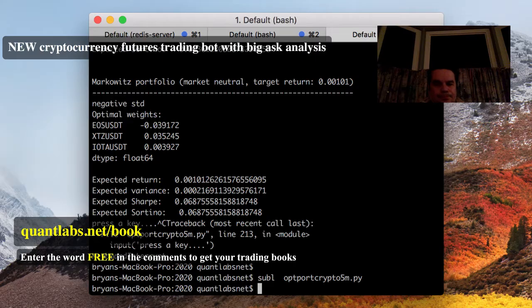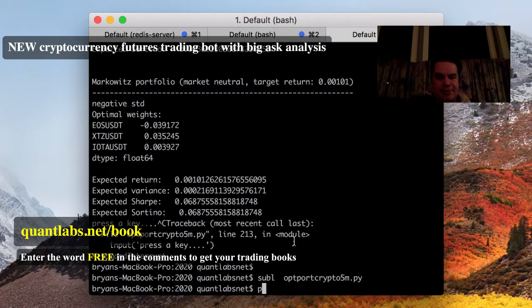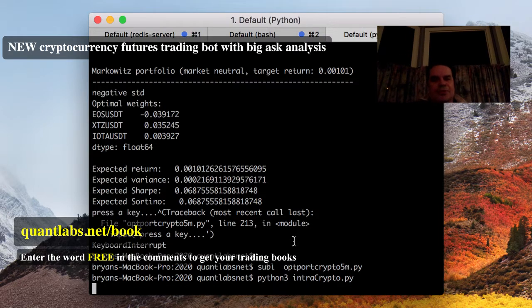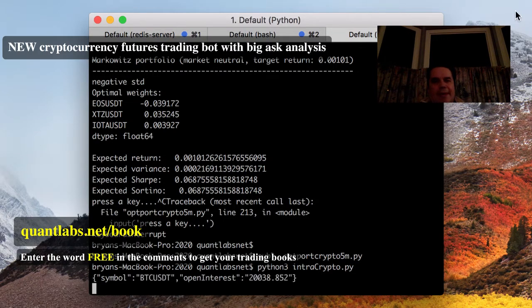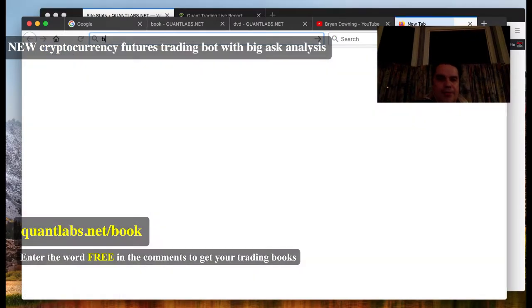So what I've done is I've built a little script in Python called Python 3 Intra Crypto Python. What this will do is give me all the necessary details I need to know about what's going on in the world of Binance, especially in the futures market.